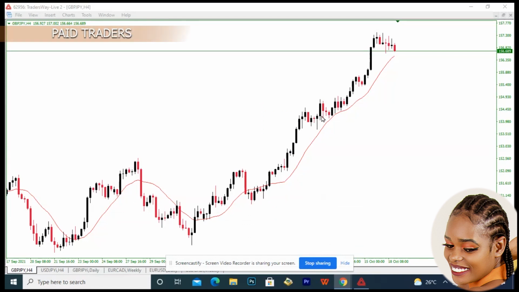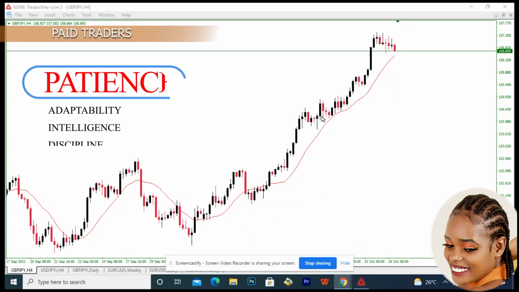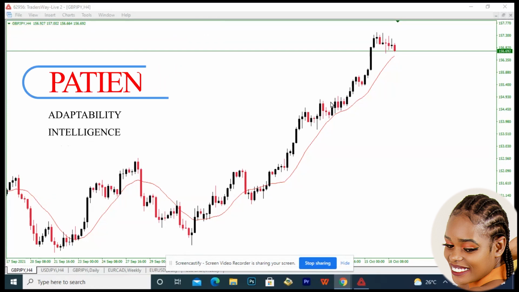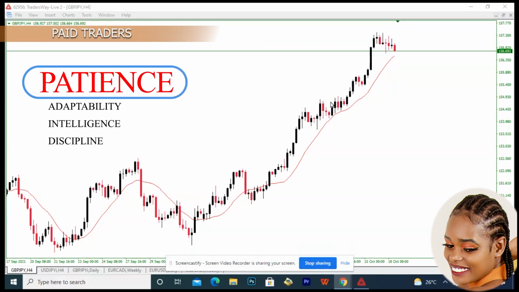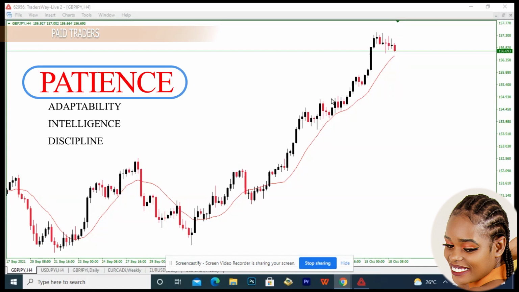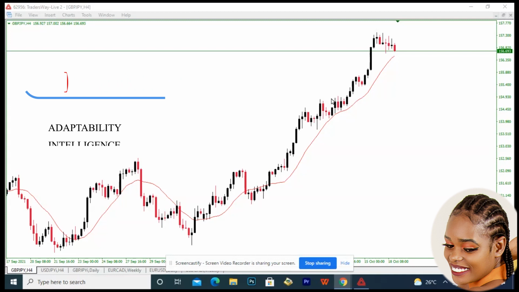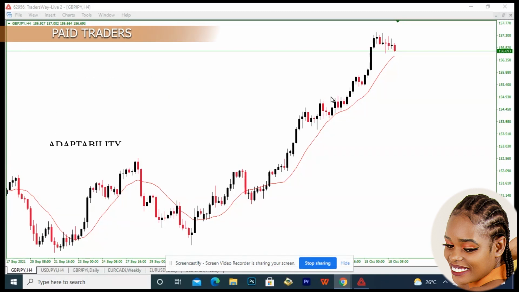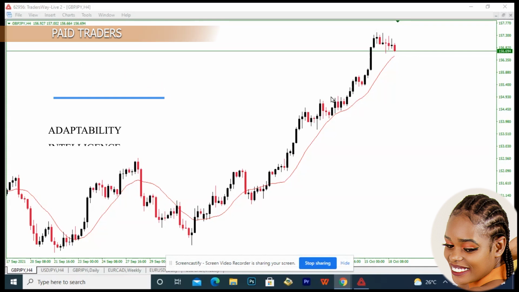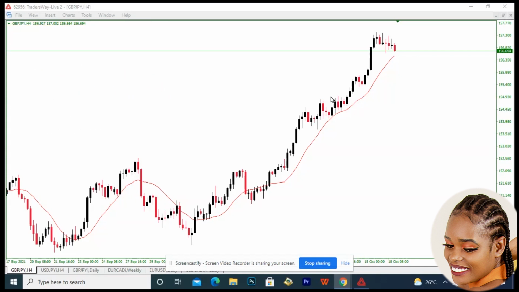Paid traders is an abbreviation for patience, adaptability to change in the market, the intelligence to be able to identify if it's a buy or a sell, take a trade or stay out, the discipline to follow your rules and your plans, and also, yeah, it's paid. You have to be disciplined to get there.